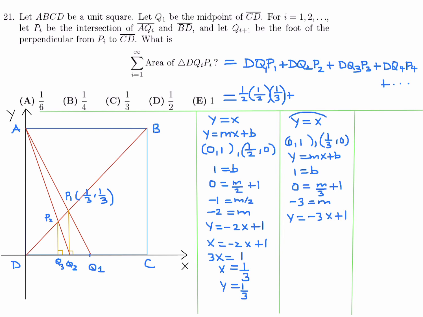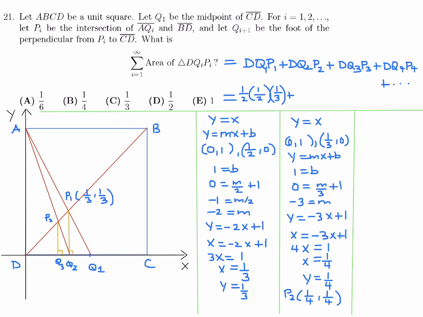Set that equal to this guy to get the point of intersection. You get x = -3x + 1, and therefore 4x = 1. x is 1/4. And therefore the y coordinate, since it's on the line y = x, will also be 1/4. So the coordinates of P2 are 1/4, 1/4. We can put that down here.